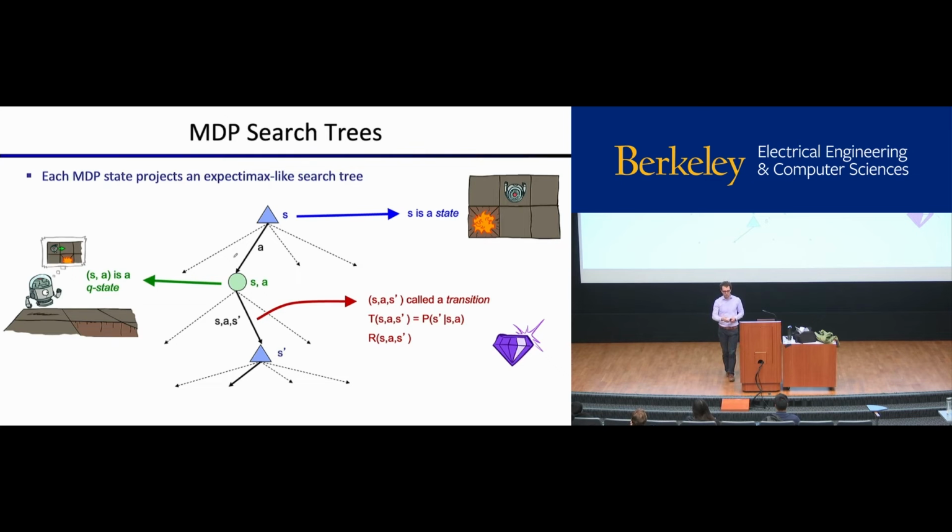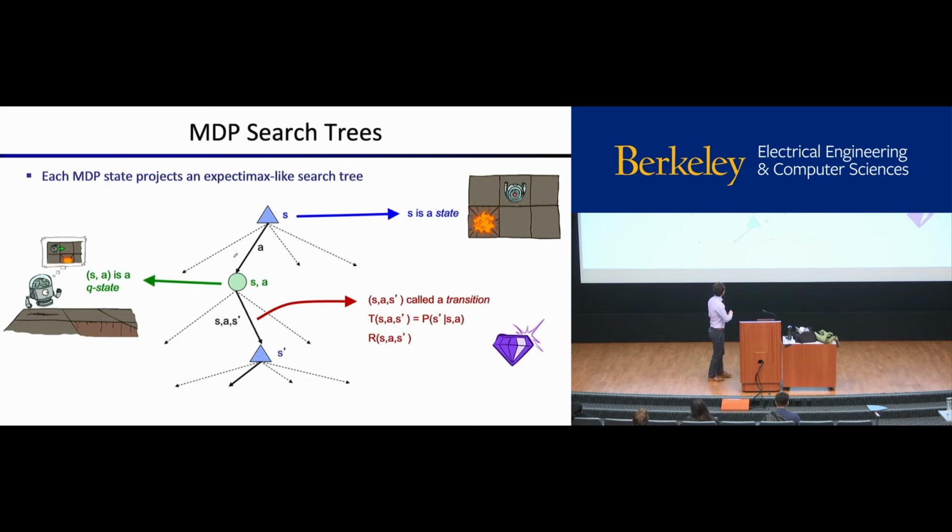Okay, yes? Wouldn't this branch infinitely, though? Because you could just go slow and then your reward stacks. Yeah, wouldn't this branch infinitely, though? Yeah, that's a good point. We will get to that in a couple more slides.